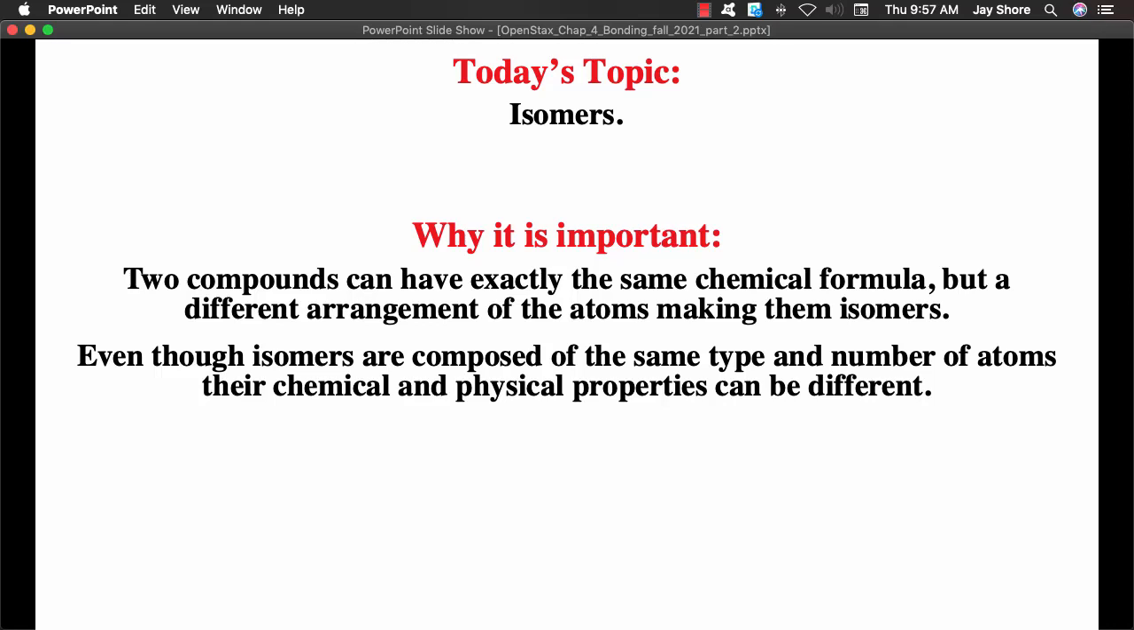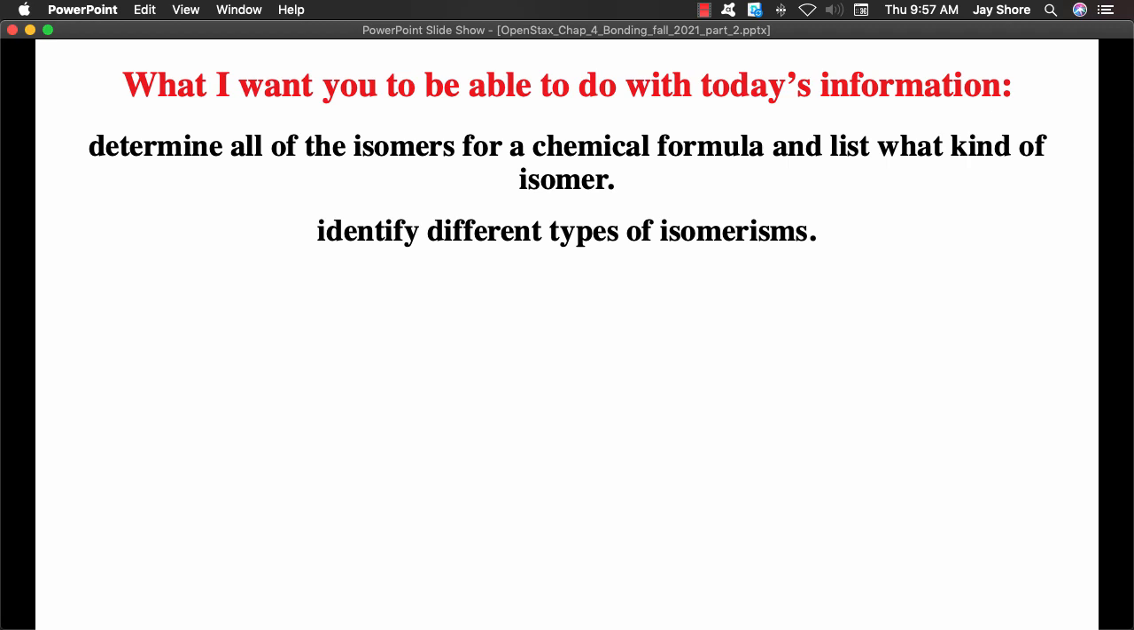Howdy. This video is on isomers. Isomers illustrate how changing bonds or changing the relative orientation of the bonds can change the chemical and physical properties of compounds. After watching this video, you should be able to determine all the isomers for a chemical formula and list what kind of isomers they are. You should also be able to identify the different types of isomerisms.